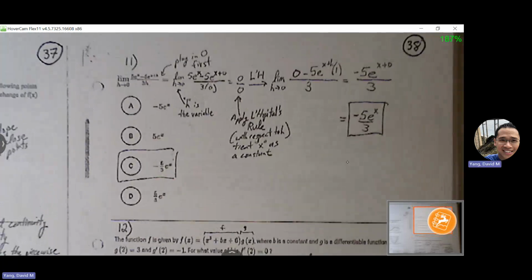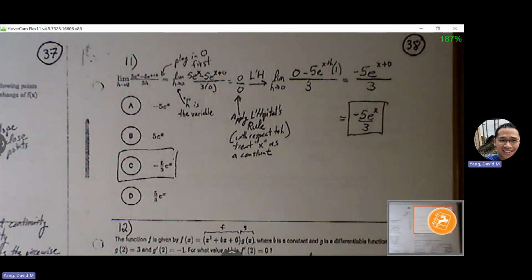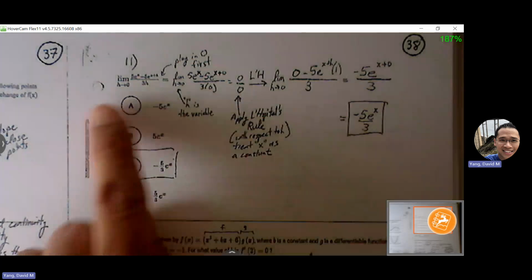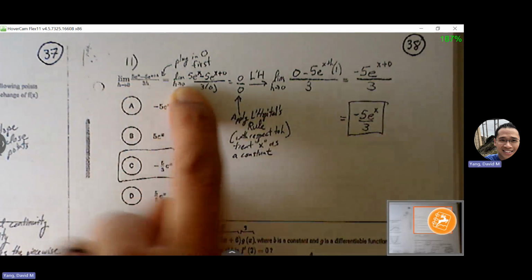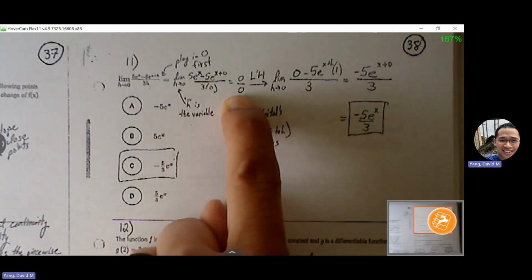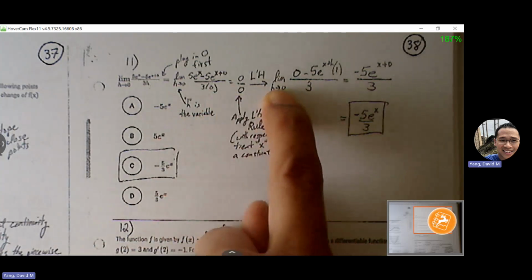If you see a strange limit problem, always try plugging in your x value first. Maybe if you're expecting it to be L'Hopital's rule, don't make that assumption. Always check to see what's going on. So in this case, if we plug in 0, it does end up being 0 over 0. So that tells us there's a hole, the limit exists, we keep going, we can do L'Hopital's rule.